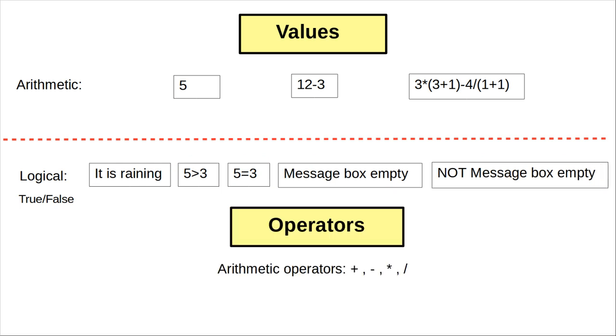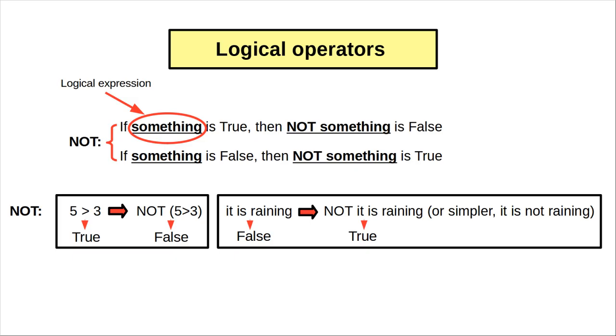And now, operators. You already know arithmetic operators. They perform addition, subtraction, multiplication, and division. There are logical operators as well. We have already seen the not operator. We will spare a minute to explain their use. The not logical operator is placed in front of a logical expression and produces a new logical expression, the value of which is the opposite of the value of the initial logical expression.